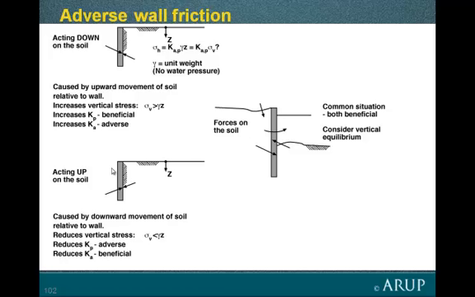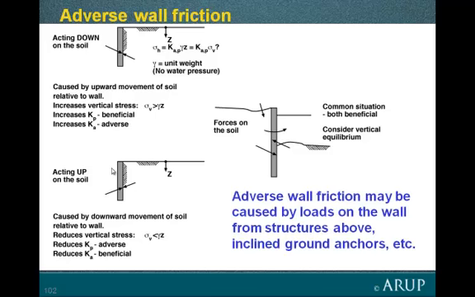Well, normally we expect that wall friction would typically be acting down on passive soil and up on the active side. So this figure shows it. The wall is pushing upwards on the ground there as this soil slumps below the wall. The wall is pushing down on the ground there as the soil comes upwards.